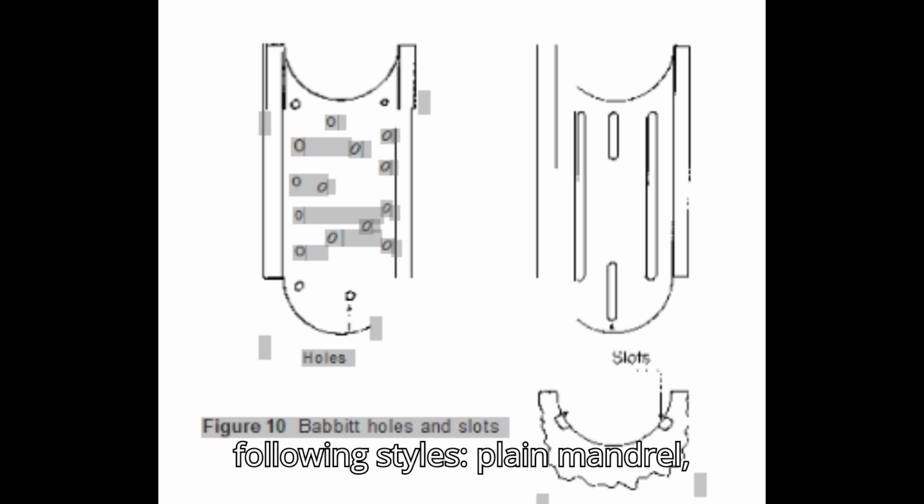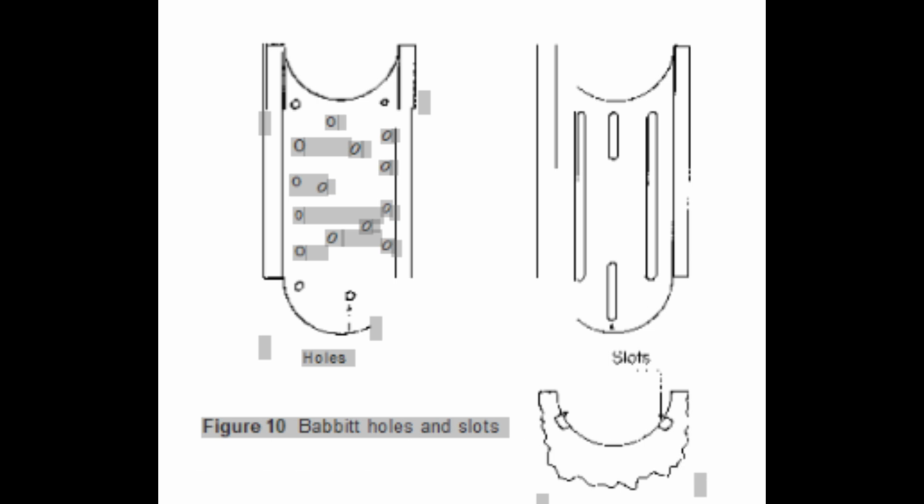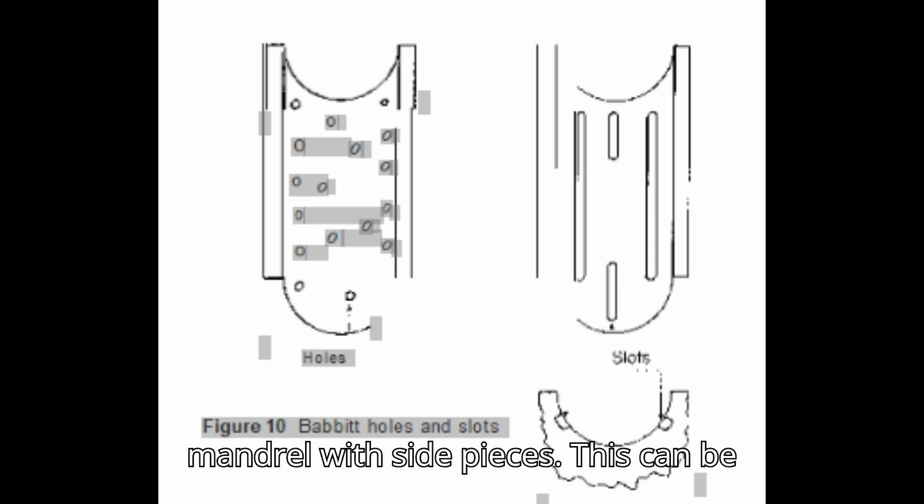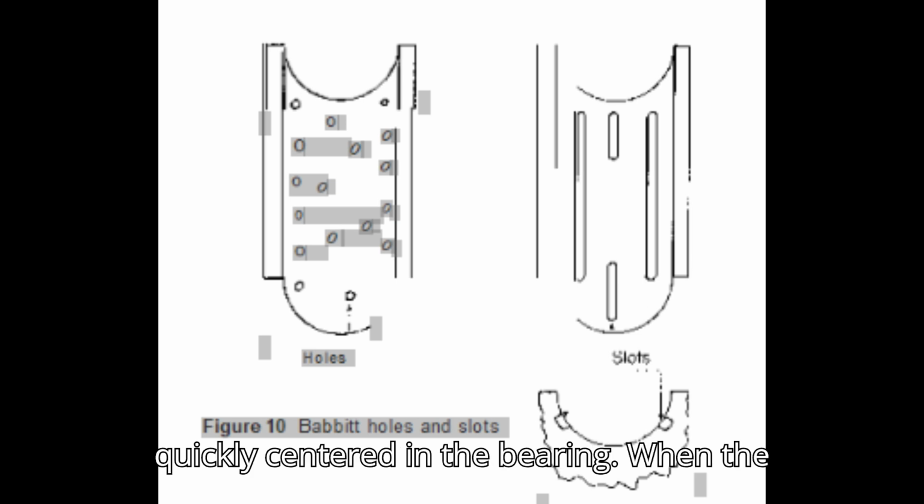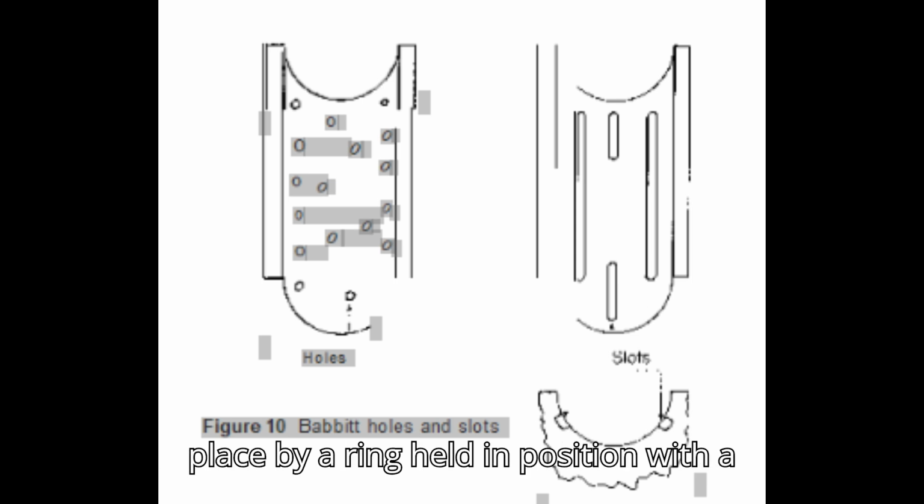Mandrels come in the following styles. Plain mandrel. Mandrel with side pieces. This can be quickly centered in the bearing. When the bearing base is set up and the mandrel is in position, the poured Babbitt is held in place by a ring held in position with a backing of Babbitt putty, a commercial product manufactured specially for this job.